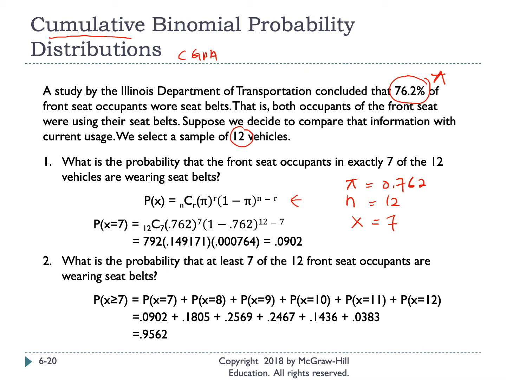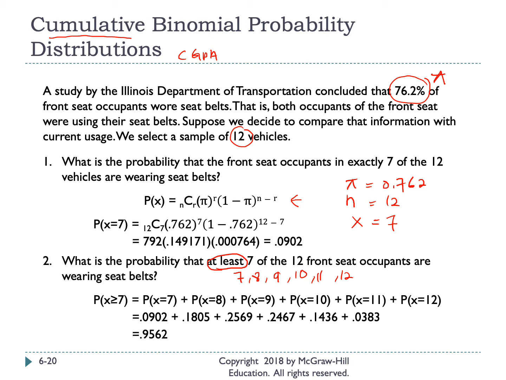So let's look at the question. What is the probability that at least 7 of the 12 front seat occupants are wearing seatbelts? At least is actually referring to your cumulative. What do you understand by the words at least? At least means the minimum number should start with 7. So at least 7, you have 7, 8, 9, 10, 11, and 12. You start with 7 until the last one, which is 12.